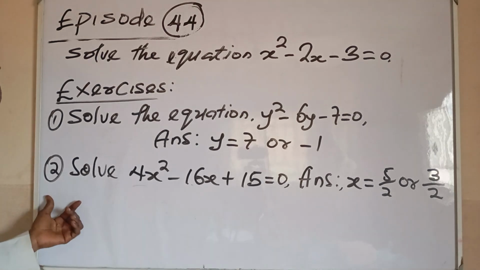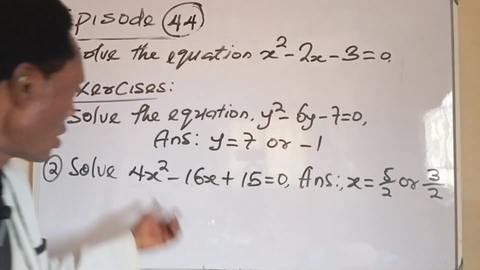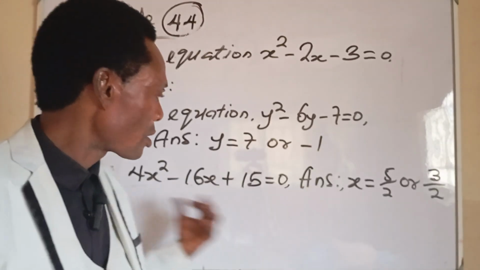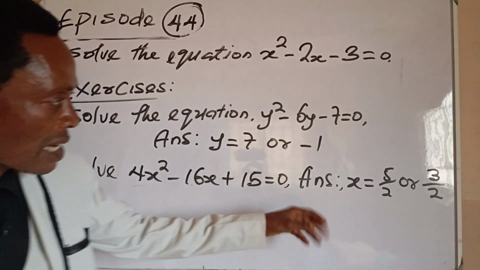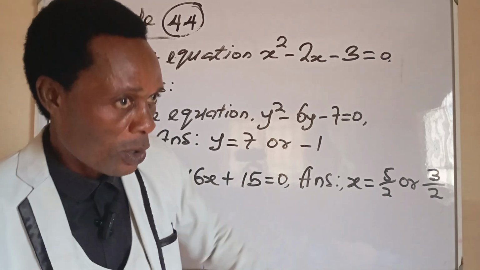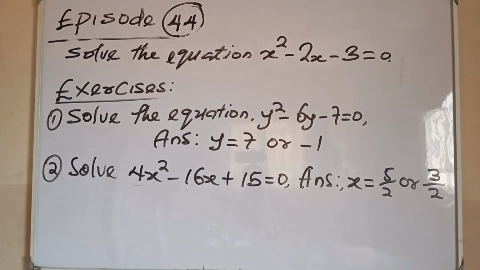Question 2: solve 4x squared minus 16x plus 15 equals 0. The answer to question 2 is s is either 5/2 or 3/2. So that is the answer to question 2. Okay, let's go back.